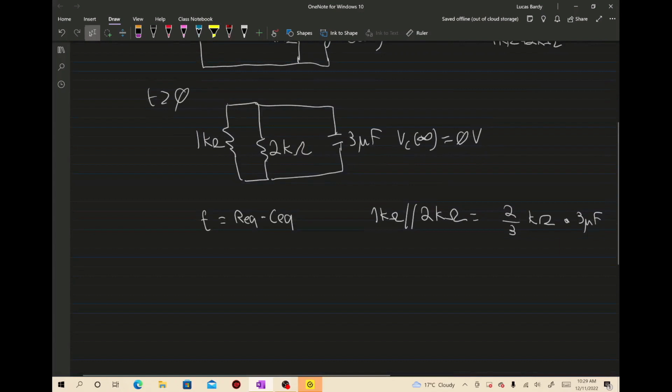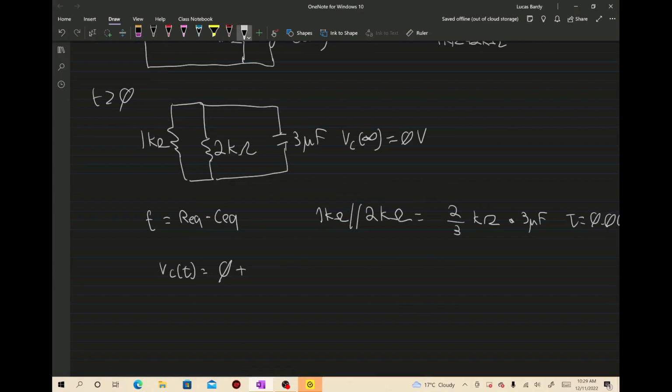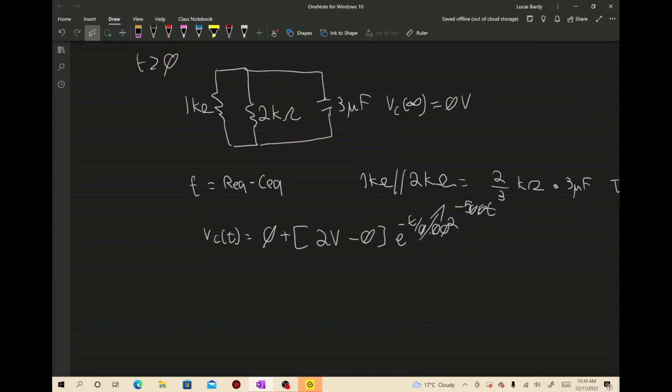Now we are not quite at our final equation, but we're pretty close. In this case, after t equals 0, the Vc of t is going to equal our Vc of infinity, which is 0, plus 2 volts for our Vc of 0 plus, minus 0 for Vc of infinity, all multiplied by e to the negative t over 0.002, which we can write as negative 500t, just for simplification. So this is v of t for t greater than 0, but this isn't the answer quite yet.